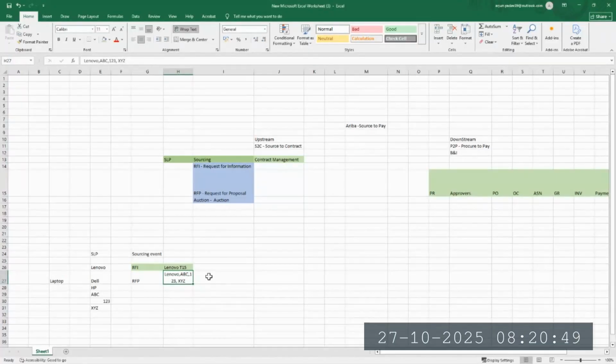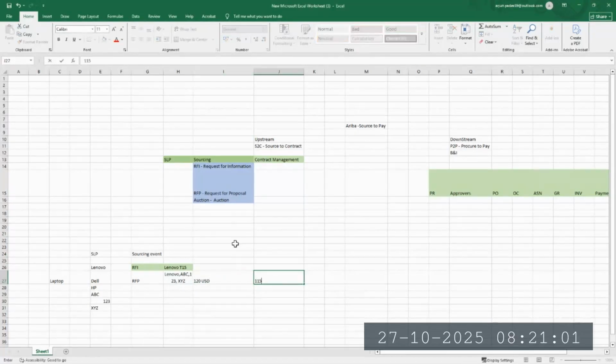So in the bidding process, Lenovo has given the price as 120 USD for the laptop, and ABC supplier has provided the rate as 115 USD.